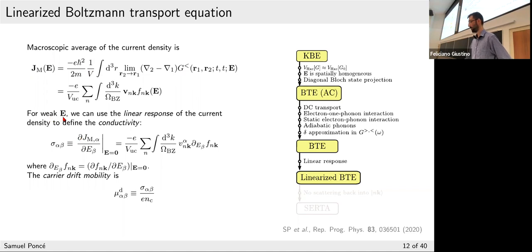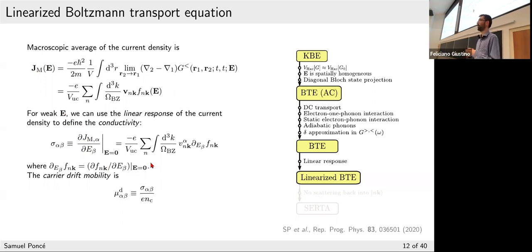And now in the case of weak electric field, you can use linear response. And actually, the definition of the conductivity is the change of this current density with respect to external applied field, and you evaluate that at vanishing field. So this is the definition of the conductivity. And therefore, you get simply velocity times the change of occupation with respect to field. And here I'm introducing this notation. So basically, dE is nothing but just the derivative of F with respect to external field evaluated at zero field.